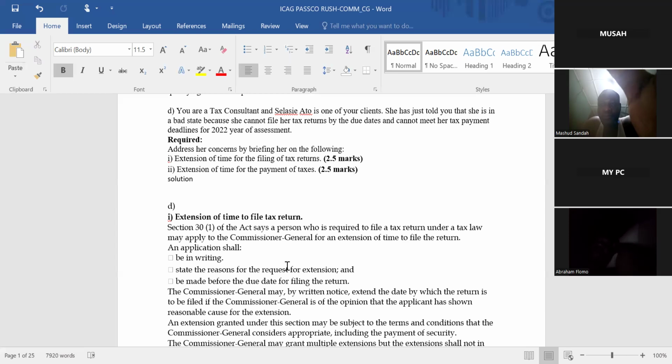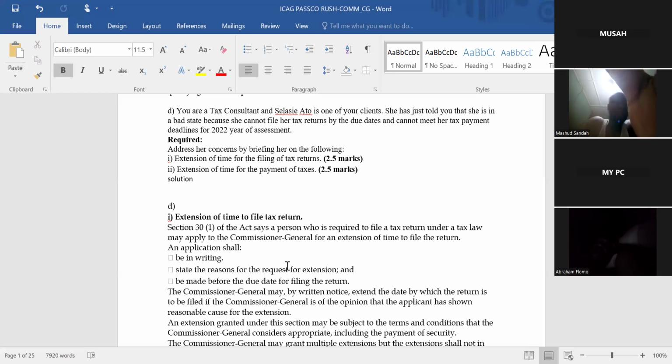And most of the taxpayers, they do it. If you know that you will not be able to meet the deadline, quickly you have to write to the Commissioner General before the deadline. So the application must be in writing, and you must state your reasons for requesting the extension, and it must be made before what? The due date for the filing.